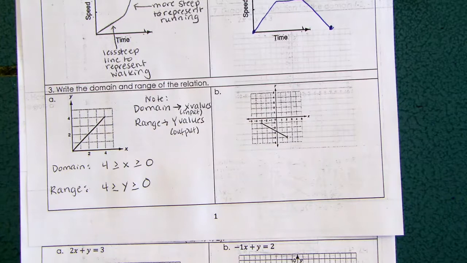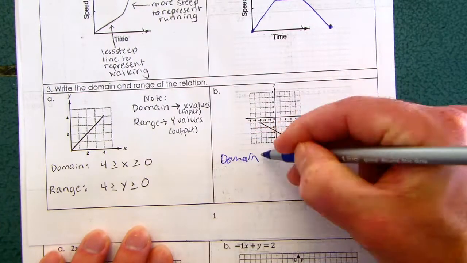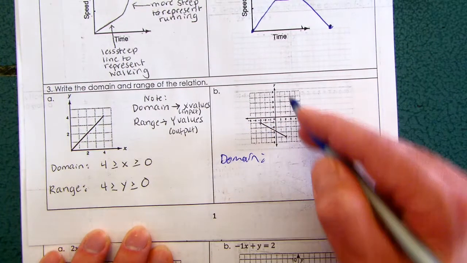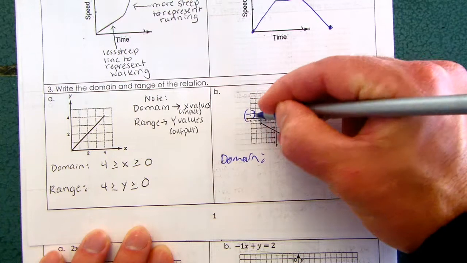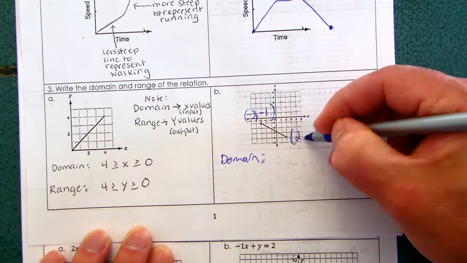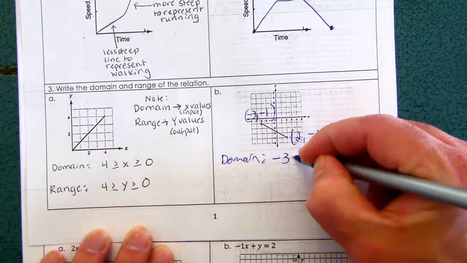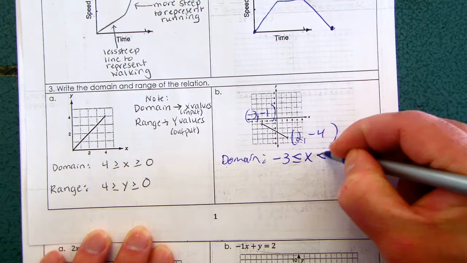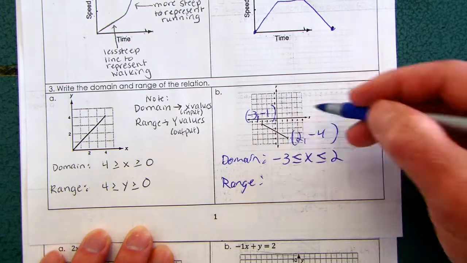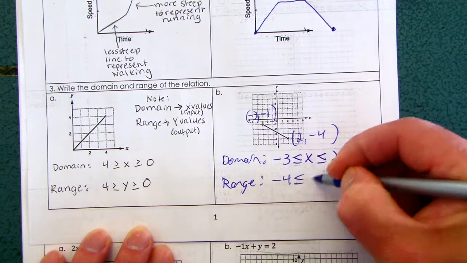Next up here, we got a graph. We got to do domain and range. So my domain, I'm going from -3 to 2. Again, that's -3, -1 over here, and this is 2, -4. So for my x's, I'm going from -3 to +2. And for my range, I'm going from -4 to -1. Make sure you always go least to greatest here.